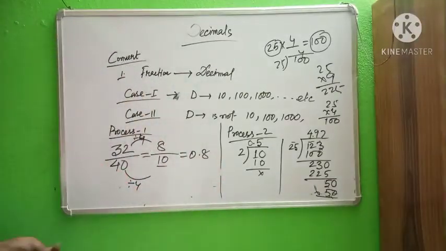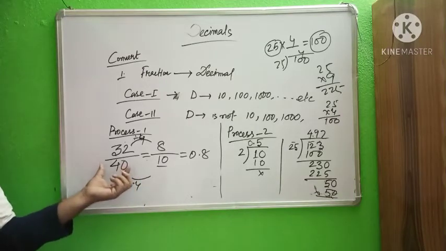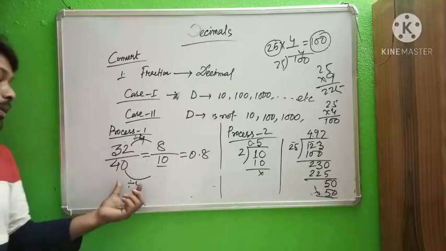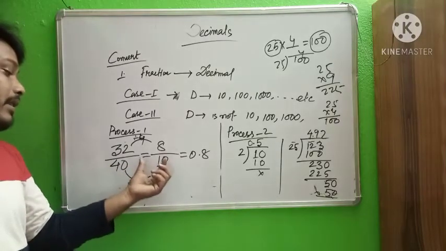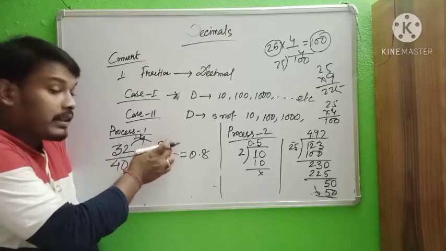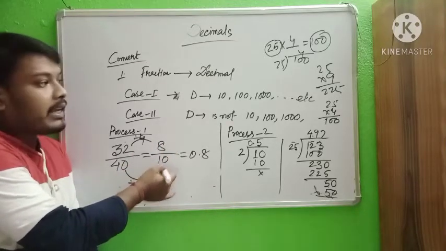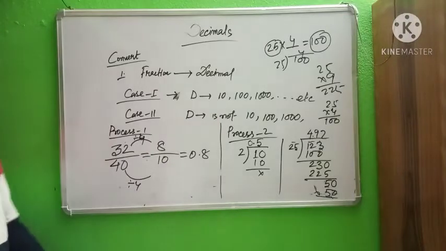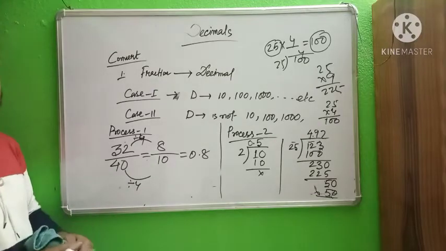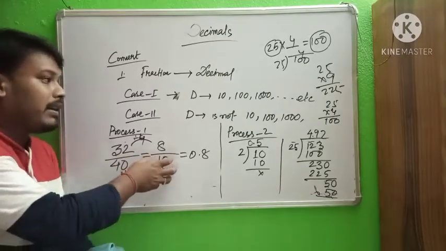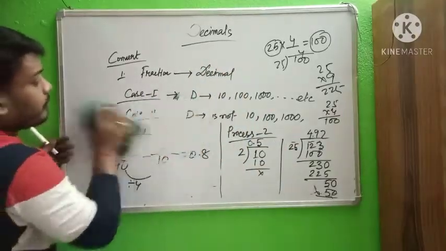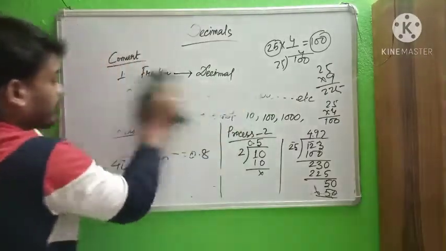So as per our requirement, we divide or multiply the numerator and denominator by some value in such a manner that the denominator of the resultant fraction becomes 10, 100, 1000 or something. In your book, very easy types of questions are there. You can easily understand by what value we multiply to make the denominator 10, 100.